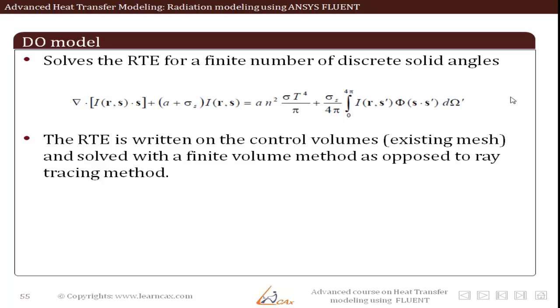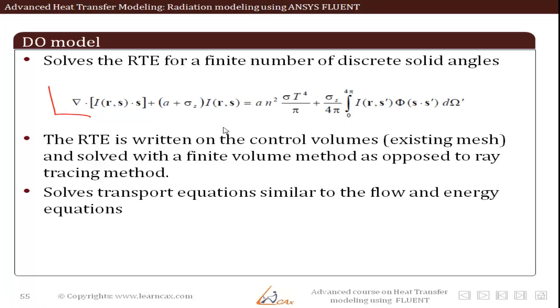The radiation transport equation is written on a control volume of the existing mesh and solved with a finite volume method, unlike the ray tracing method used in DTRM. So a finite volume equation is solved for radiation intensity like this. That is why this is considered to be a highly accurate method for radiation modeling, as it is very similar to actually solving transport equations similar to the flow and energy equations.